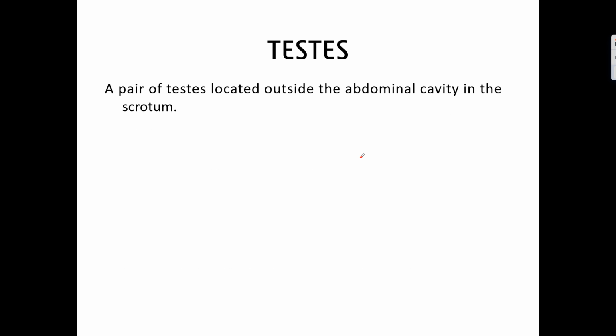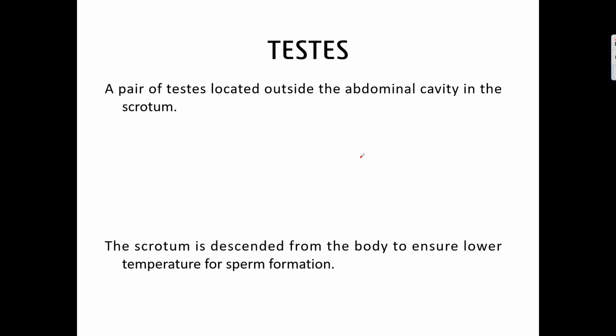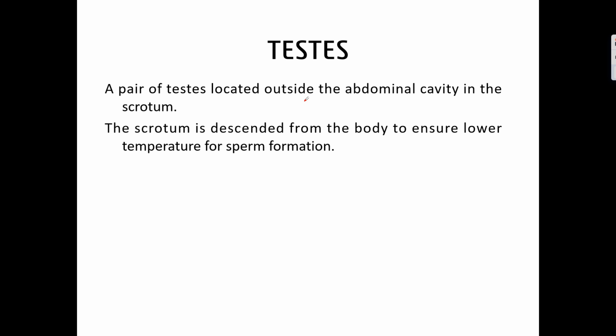Now let us talk about the testis in more detail. In the coming slides, we are going to talk about each and every part of the male reproductive system in detail. The pair of testes is located outside the abdominal cavity. Suppose this is your stomach, the testes will be present here, outside the abdominal cavity, in a pouch-like structure called the scrotum. It is present downwards.